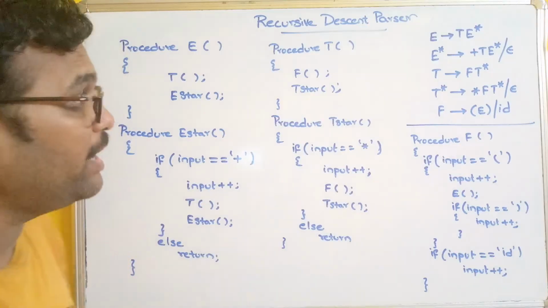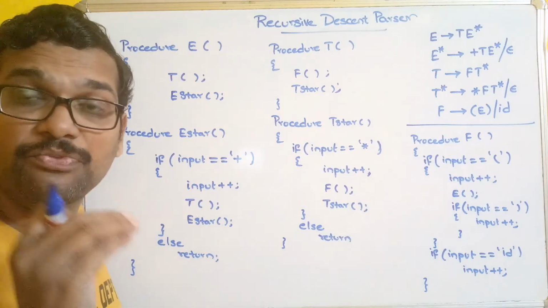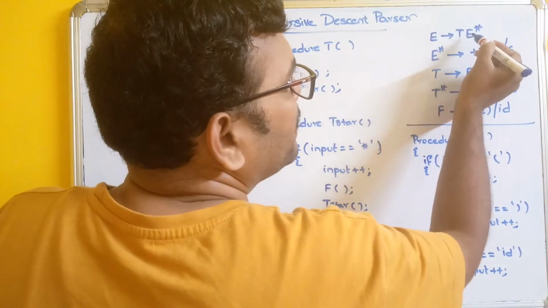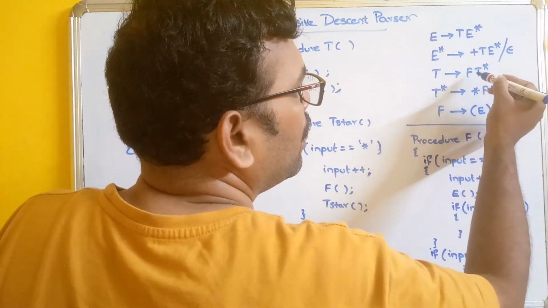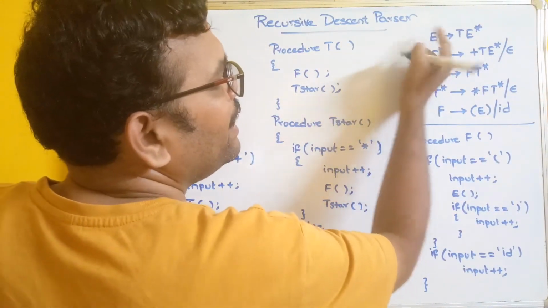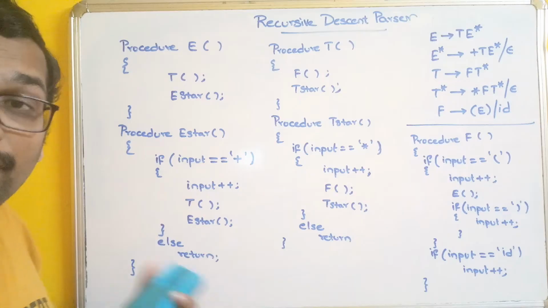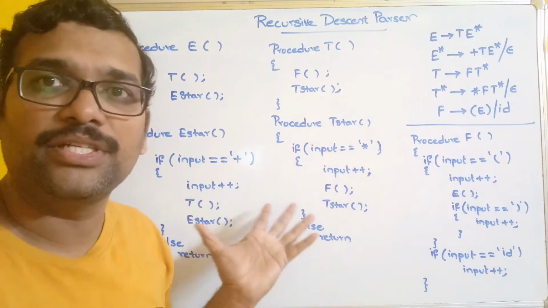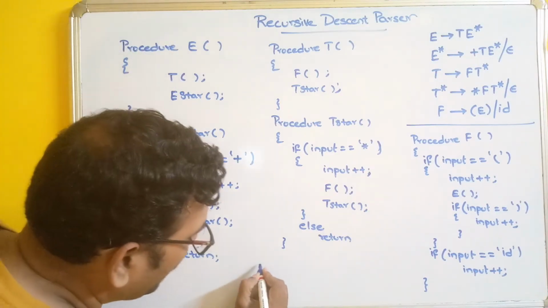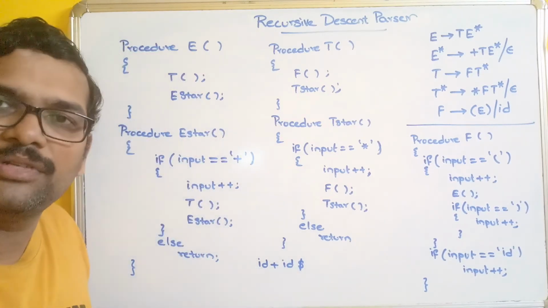So how many procedures are we getting? So 1, 2, 3, 4 and 5. 5 procedures we have written. Now count the non-terminals in the production. So 1, 2, 3, 4 and 5. So here we are having E, E star, T, T star and F. So total 5 procedures, 5 non-terminals. So we have written 5 procedures. And now let us check by taking one example.